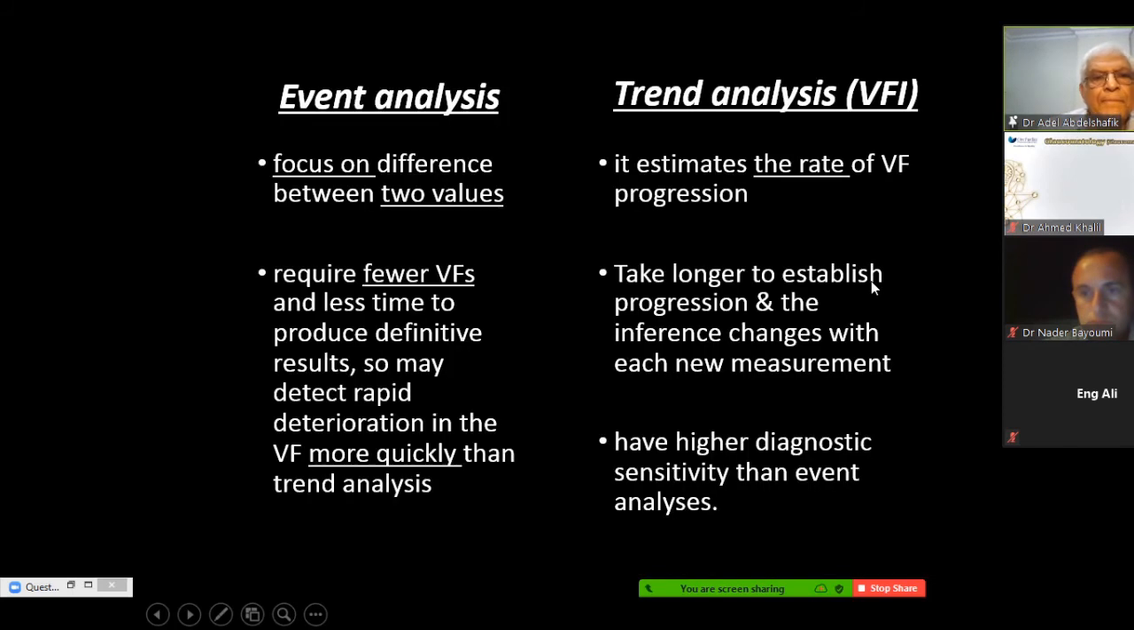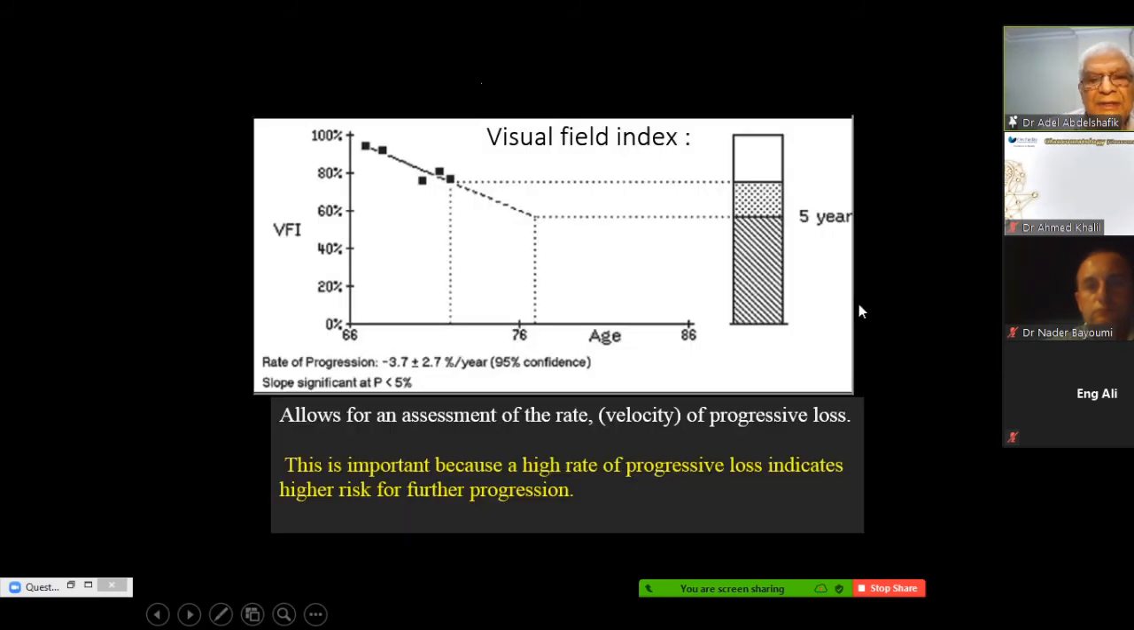This was done before using the mean deviation and recently was done using the visual field index. So event analysis focuses on locations. It needs fewer fields to get an outcome and you get this outcome quicker.